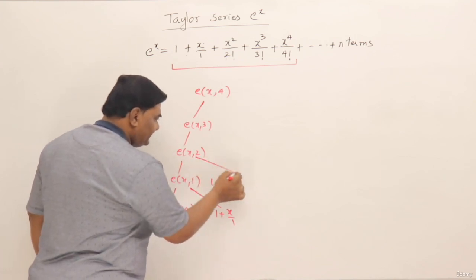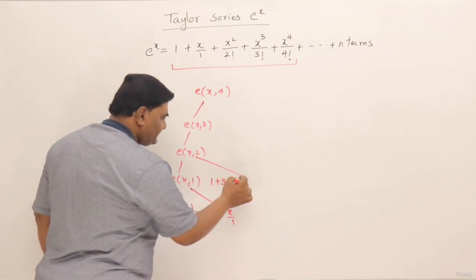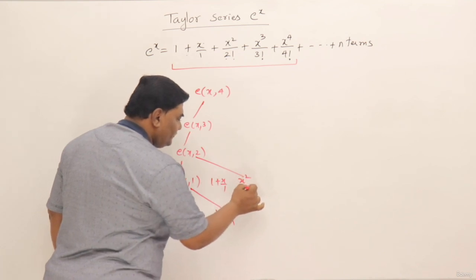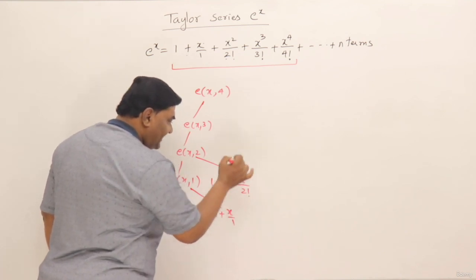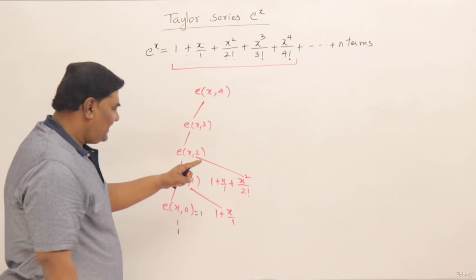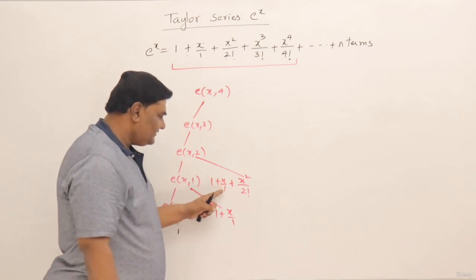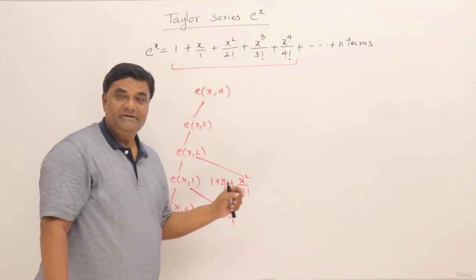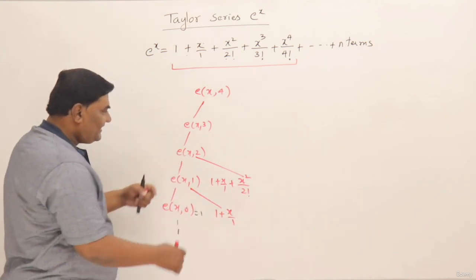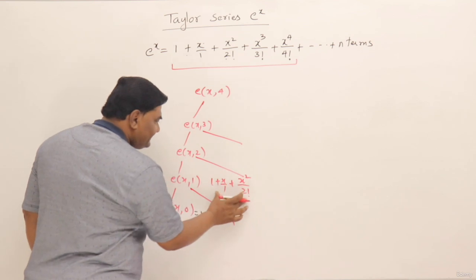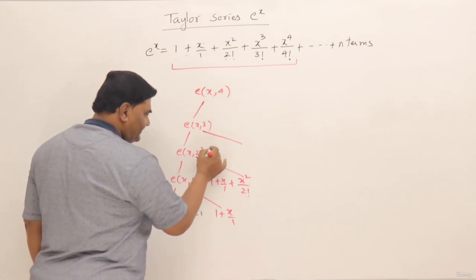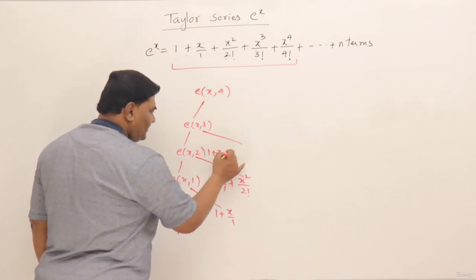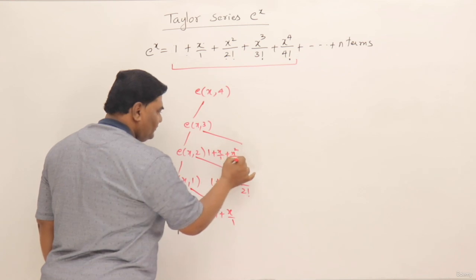Now for this function, what I want is x square by 2 factorial, and this should be added. So I need this x and 1 so that x is multiplied with the numerator, so it becomes x square, and 2 is multiplied with the denominator, so it becomes 2 factorial. Then when I go back again here, this result will be given to this function. So the result of this function is 1 plus x plus x square by 2 factorial.